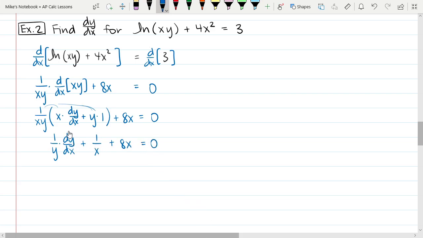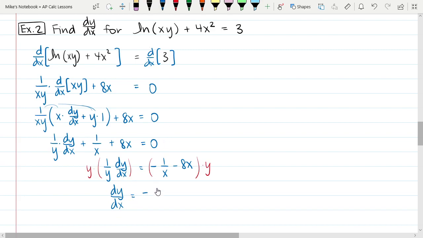Okay, so now, remember, I have to isolate the dy/dx. So we're going to subtract the 1 over x and subtract the 8x. So now I'm going to have 1 over y dy/dx equals negative 1 over x minus 8x. And then finally, I can multiply both sides by a y. And finally, we're going to end up with dy/dx equals negative y over x minus 8xy.